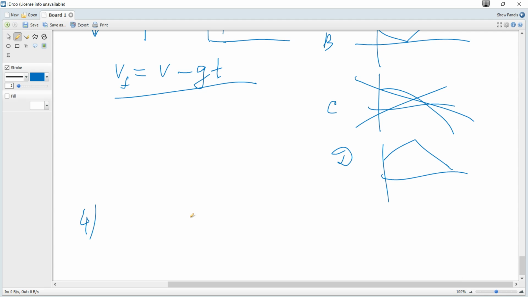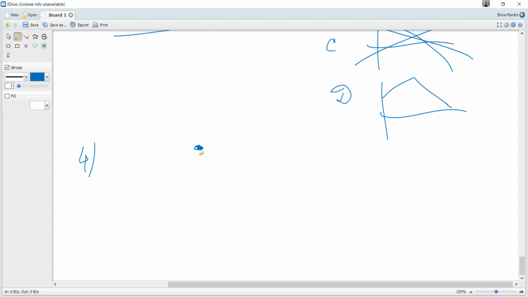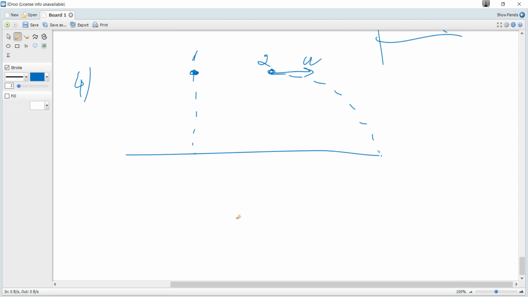Okay, there are two balls. One is just dropped, and another is projected horizontally with some initial speed. So it moves like this. And there are four options, and which statement is true? Air resistance is negligible. Which statement is true? The velocity on impact with the ground is the same for both.